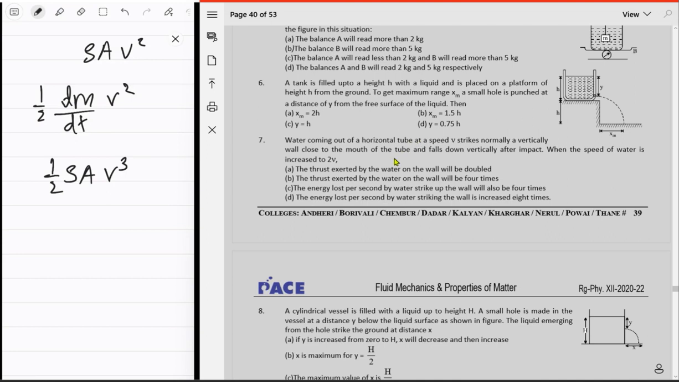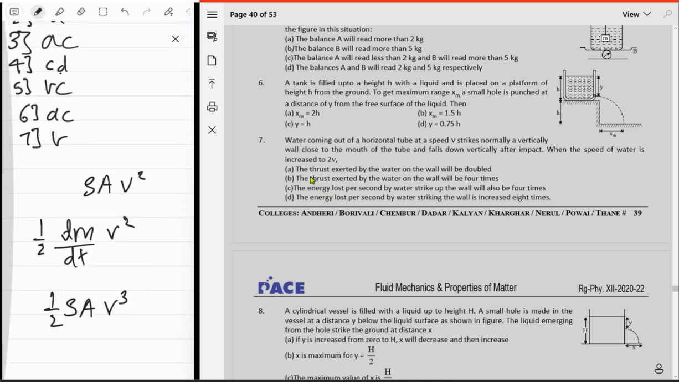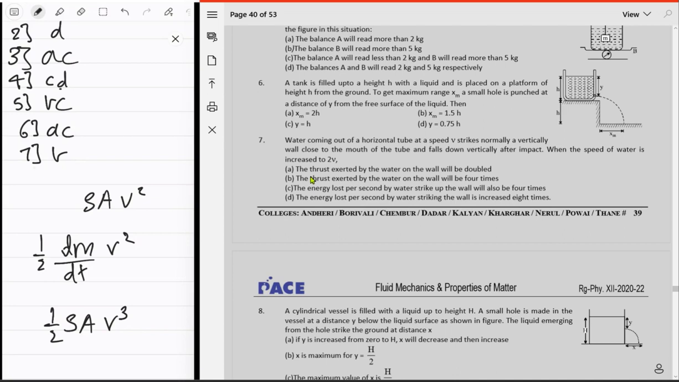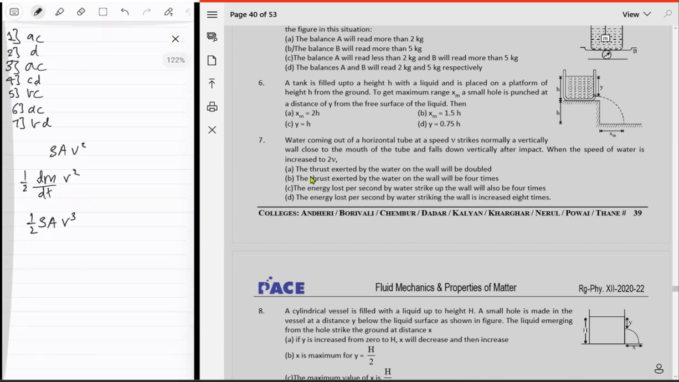Yeah, has to be the thing. So like it's 8 times now. So D is correct and B is correct. Seventh is P and D, right? Next question. Eighth.